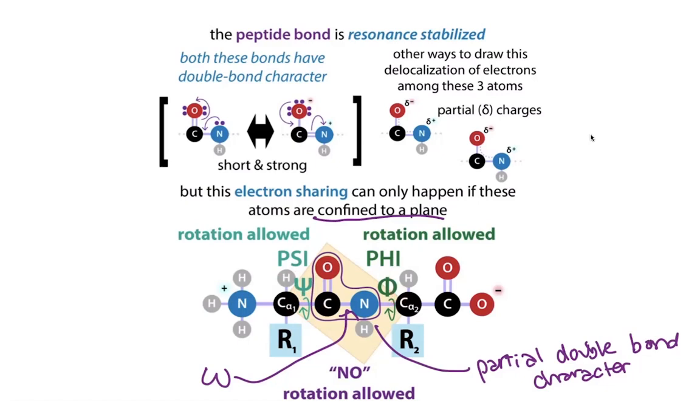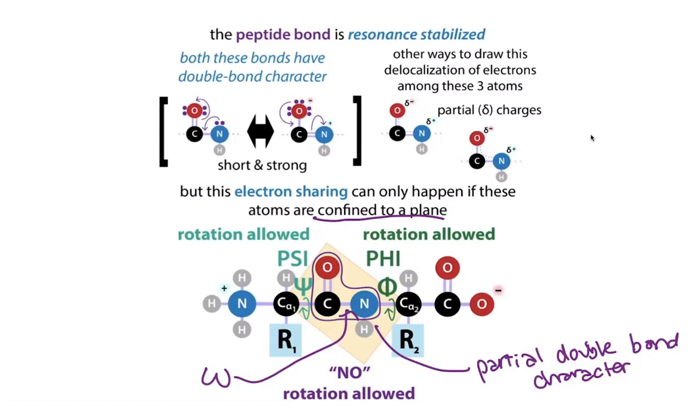I don't need you to memorize specific angles or anything like that. We're going to do a tutorial so you can visualize things, because I think it's easiest to see this in 3D. But I just want you to know that there are these two main locations where you can rotate, but most places you can't rotate.